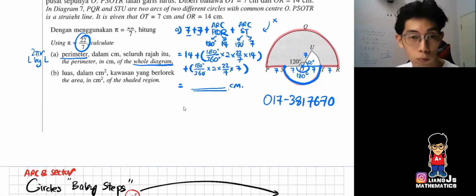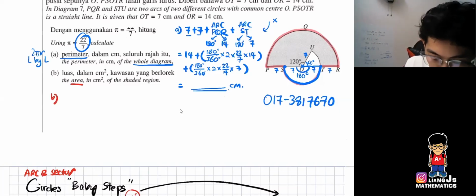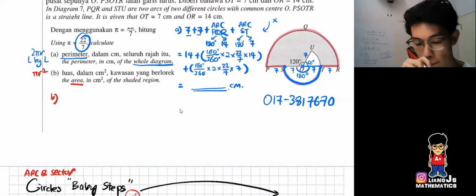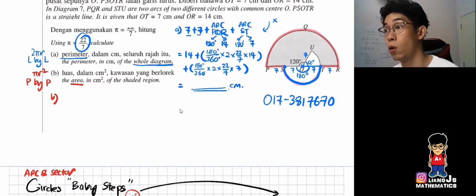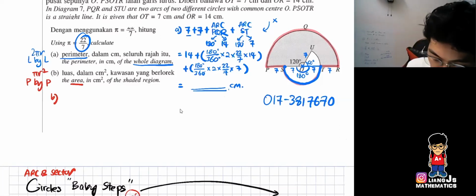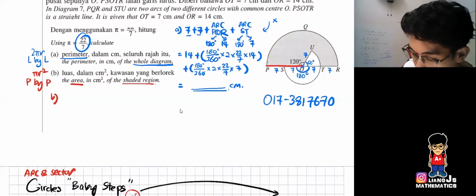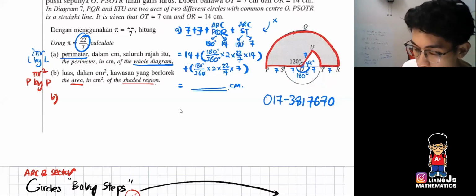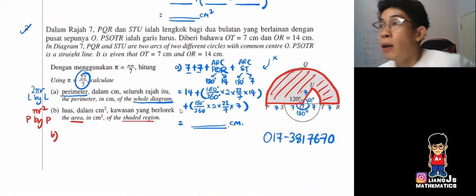Now B. Area being pi r square, piece by piece, and then shaded region. So I write here, shaded region. Let me erase this part and show you what is the shaded region that they want. This is the shaded region that they want. So you see, this is the one I shaded out for you. That's the part that they want.